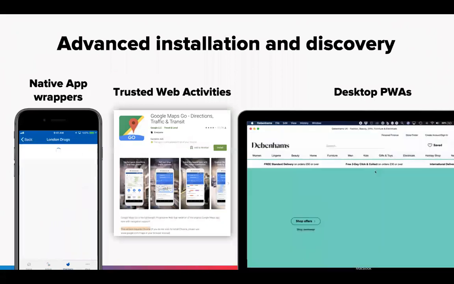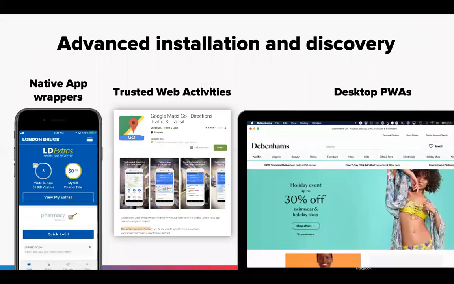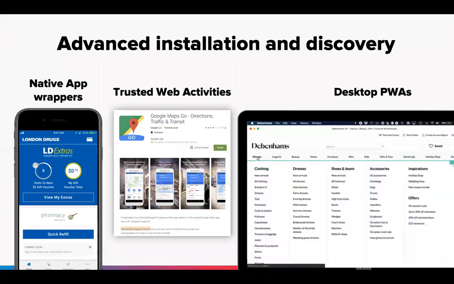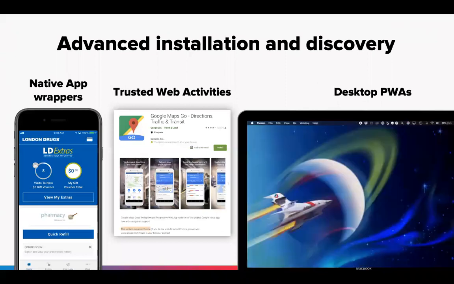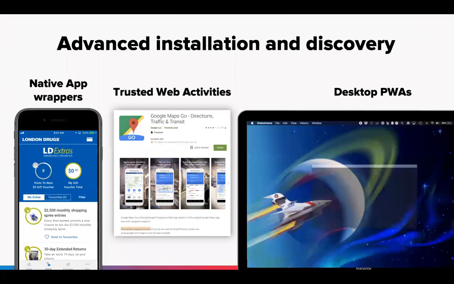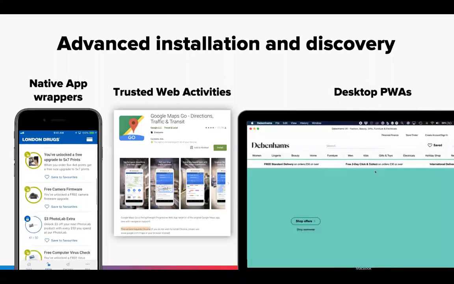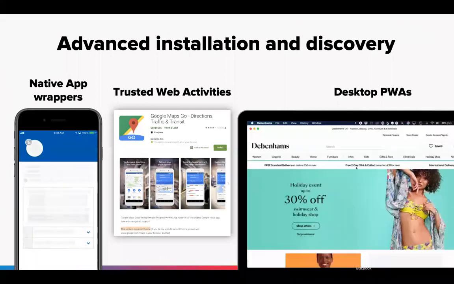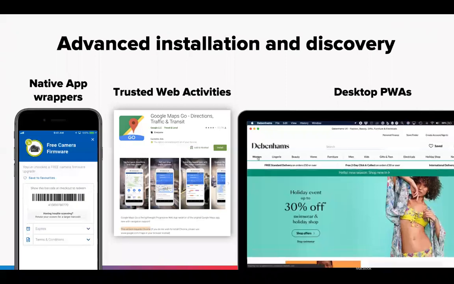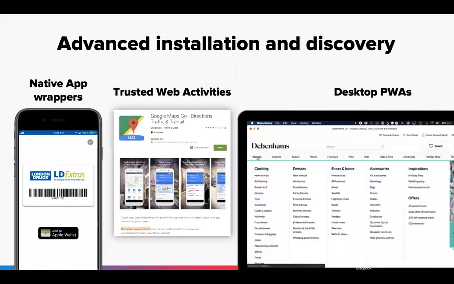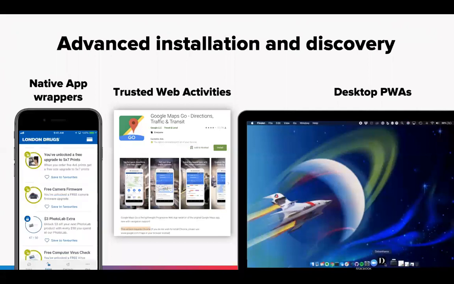So for example, for London Drugs, which is a retailer up in Canada, we've wrapped their PWA inside a native app wrapper, so they can be present on the Play Store and the iOS Store. That way their shoppers, when they're looking in the App Store, can still access the PWA functionality and get access to their loyalty cards and so on. And that's one way to do it, especially if you're on the iOS ecosystem.